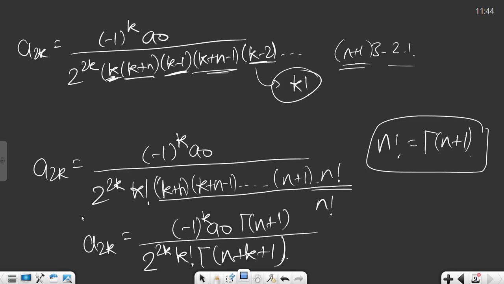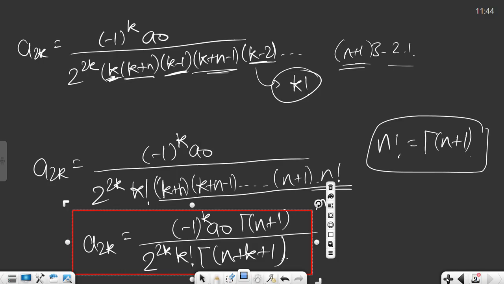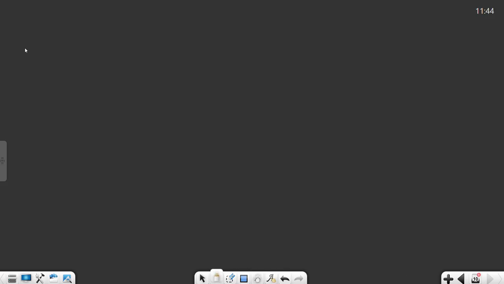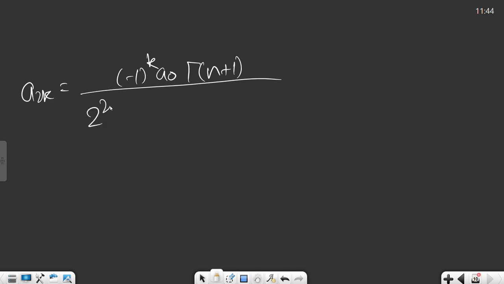How cool is that, guys? Believe me, this is really cool. Let me just write this down here one more time. So a sub 2k was minus 1 to the k a naught and gamma of n plus 1 over 2 to the 2k times k factorial gamma of n plus k plus 1.